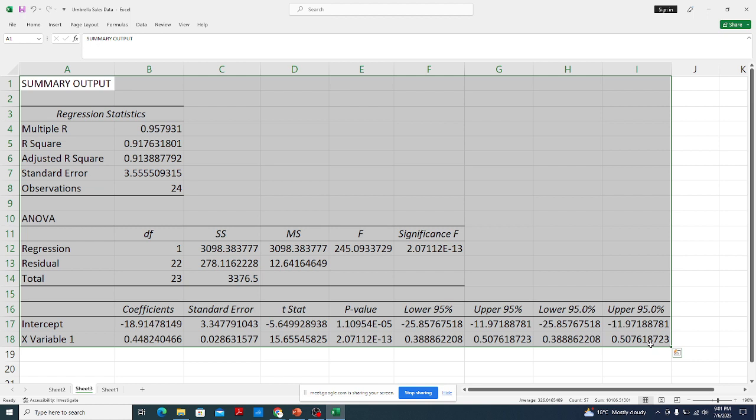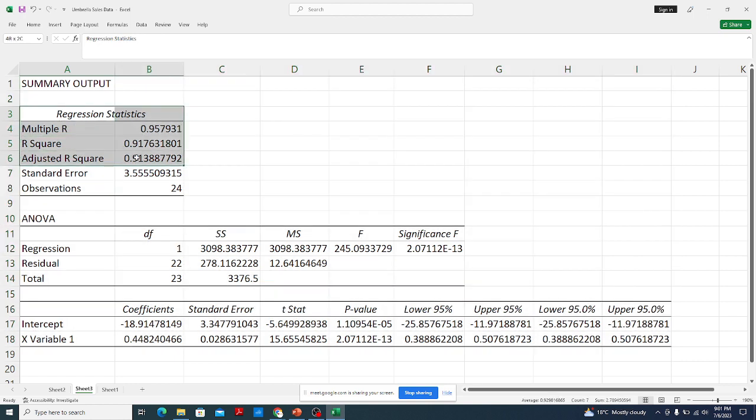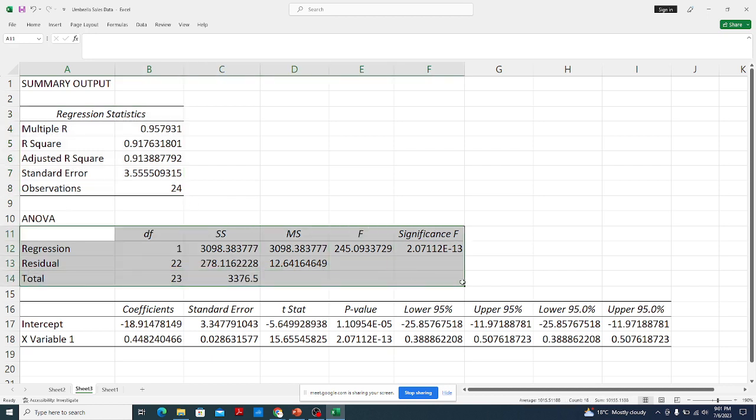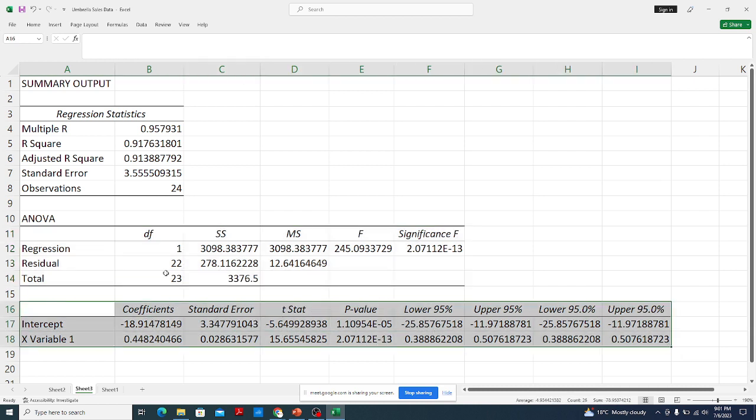And this summary output has three parts: the regression statistics, then we have analysis of variance, and then we have the coefficient data. Very correct. So let's start with the regression statistics. With the regression statistics, you can see we have multiple R, R square, adjusted R square, and then we have standard error and observations.